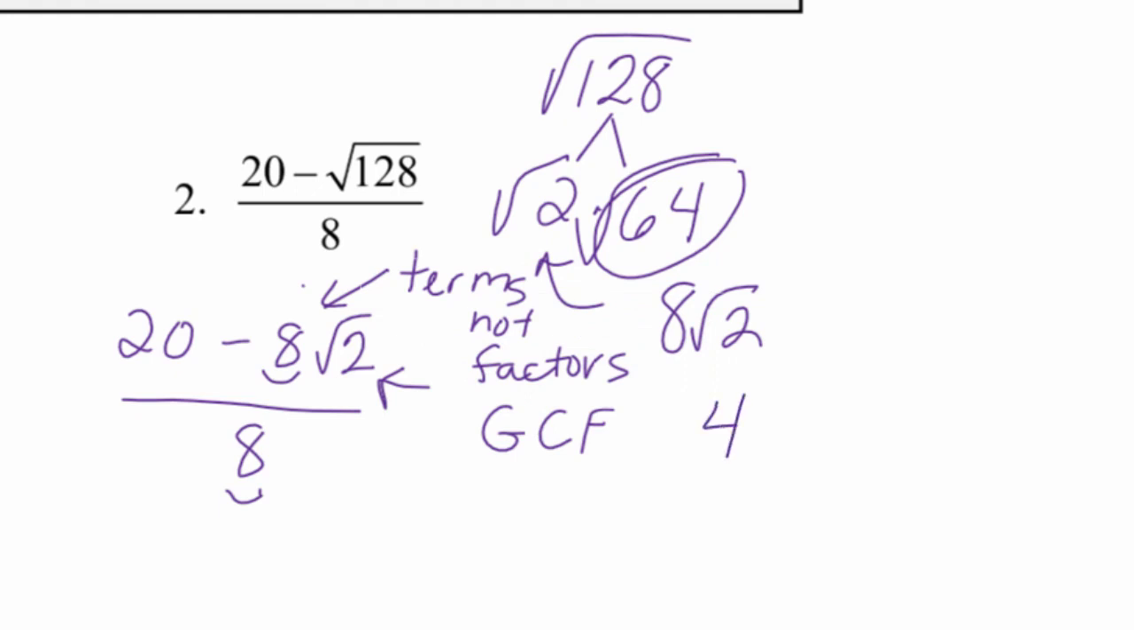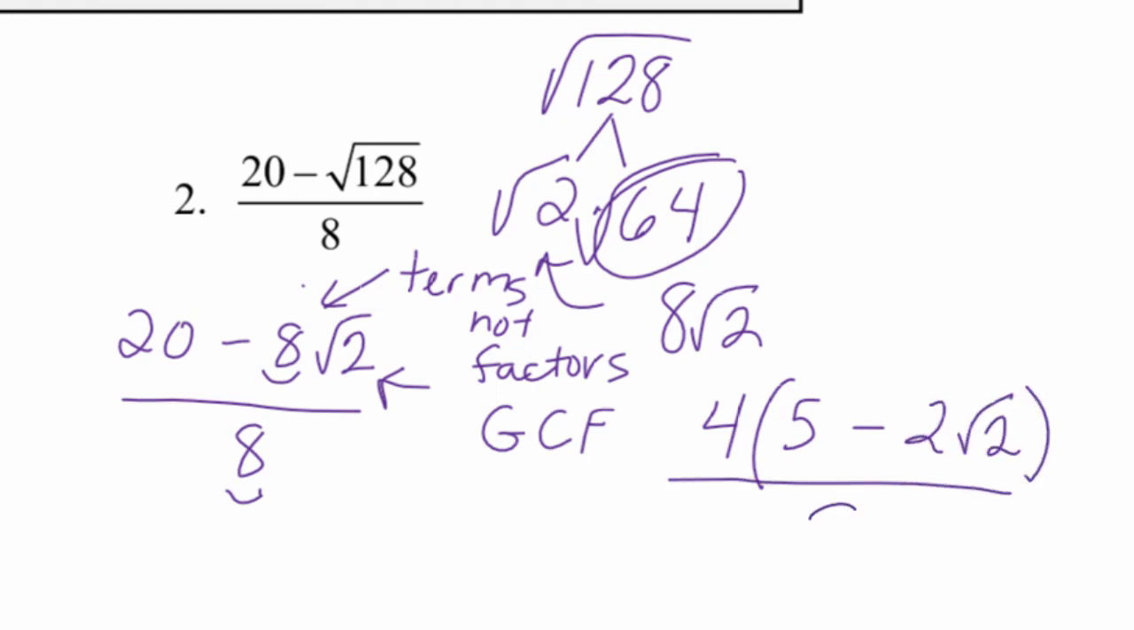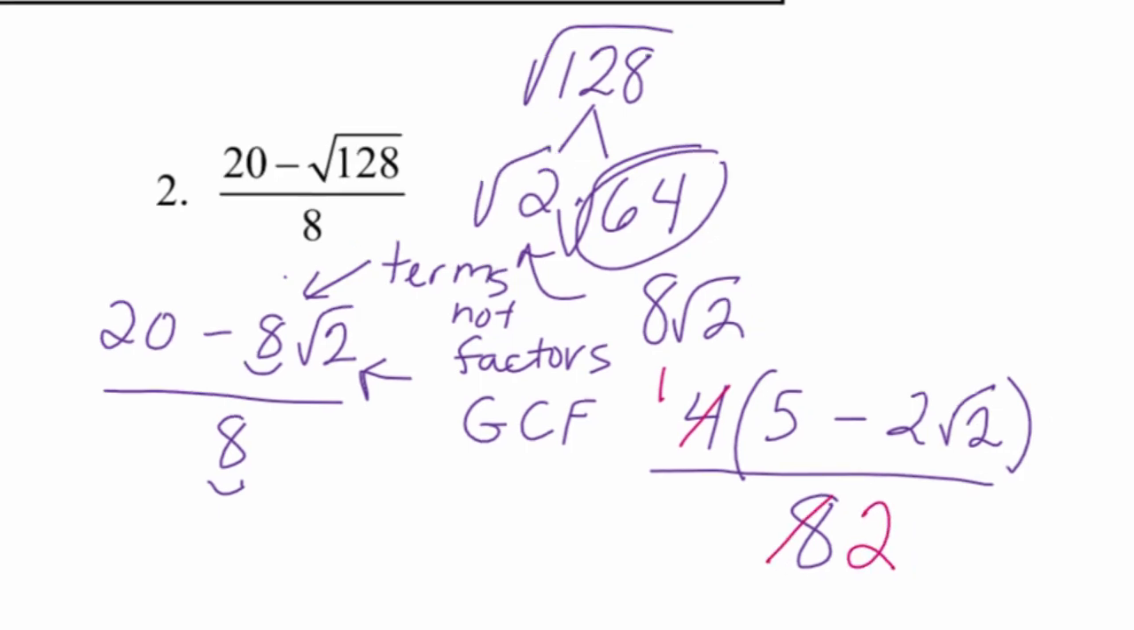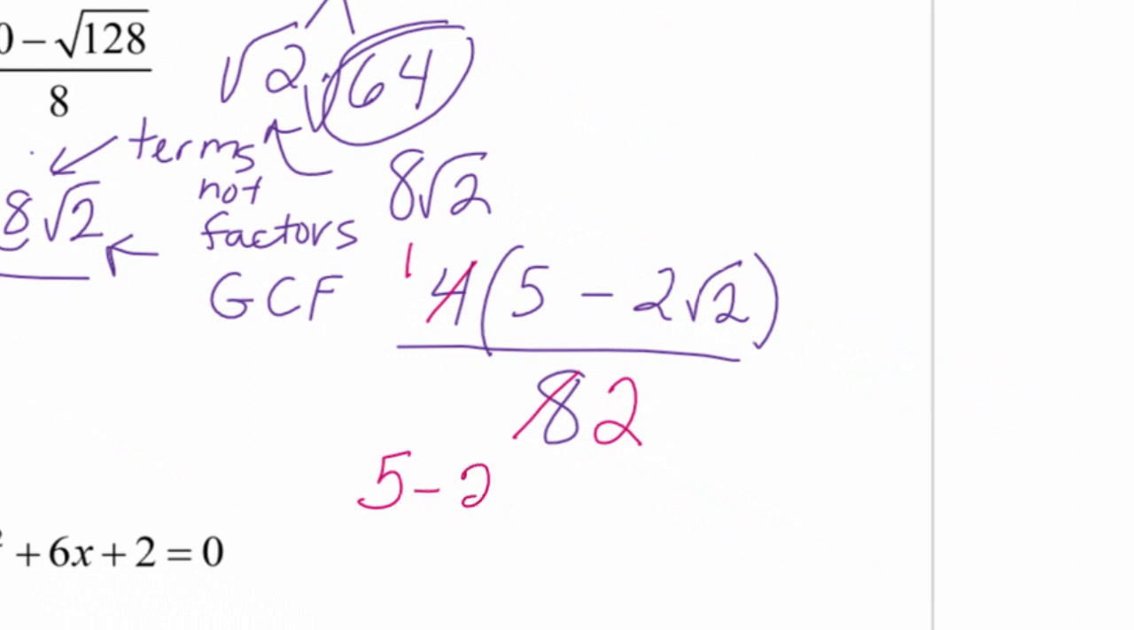So we're going to factor out a 4, which will give us 5 minus 2 square root of 2. And then we've got the 8 in the denominator. And now we're okay to reduce: the 4 goes into itself once, and into 8 twice. Okay? And our final answer is 5 minus 2 square root of 2 all over 2. This is our simplified answer. Notice again, I am not going to do anything with these 2s because these are terms, not factors.